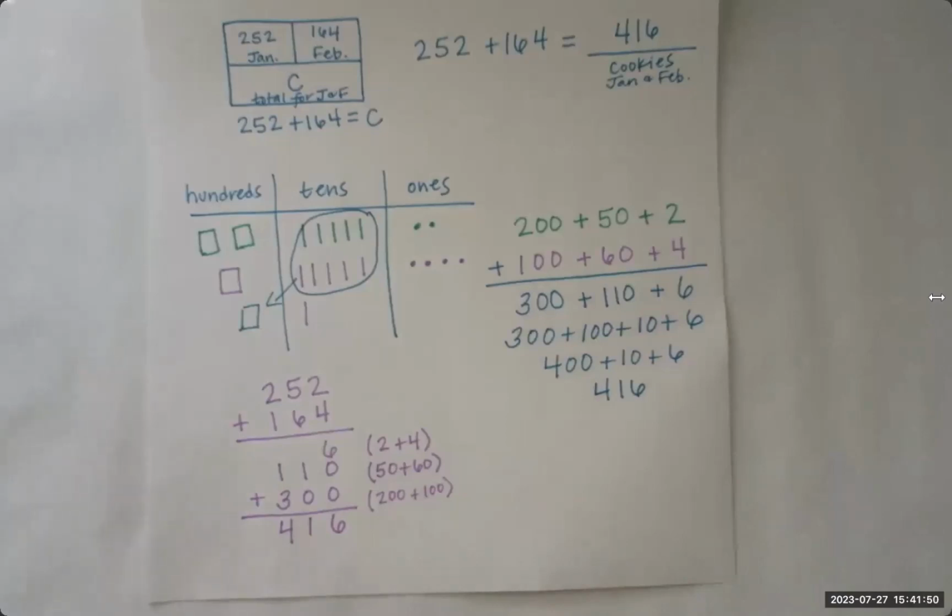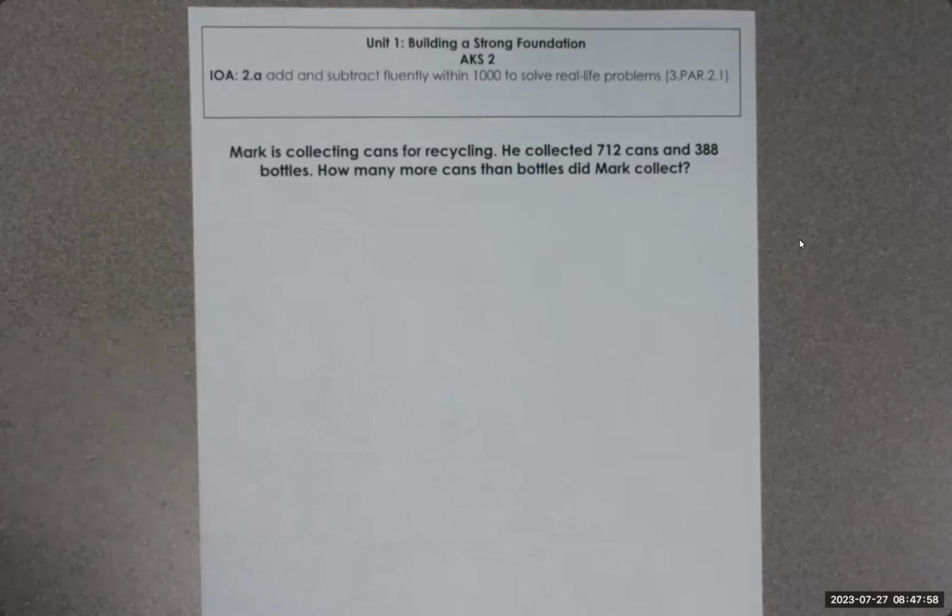Remember, teachers, that it is not required that students master every strategy that you teach them for addition. However, it is important that we help our students to build fluency. So we need to help support them in developing effective strategies to add whole numbers within 1,000. Students will begin to add whole numbers within 10,000 for AKS2 later on in Unit 4. Take a look at this problem for AKS2, IOA 2A.